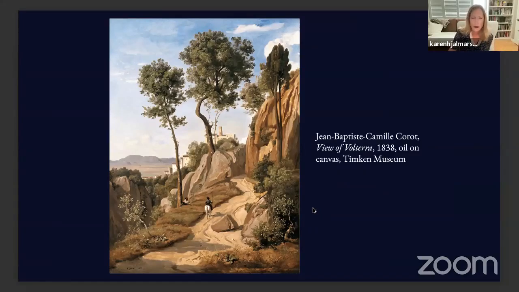Well, Corot was greatly influential to the development of Impressionism because he was part of the movement of Barbizon painters who painted in the Barbizon woods, and they helped usher in Impressionism. And I'm so sorry, I'm going to have to move on.